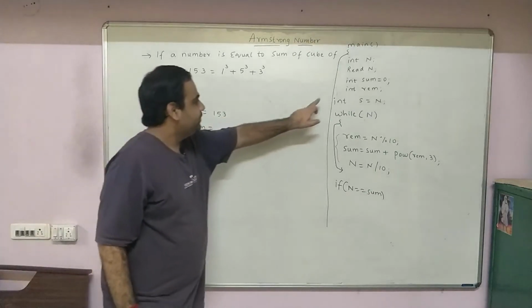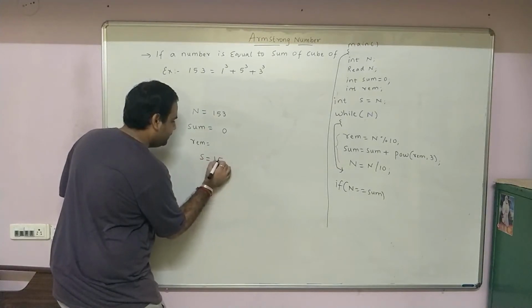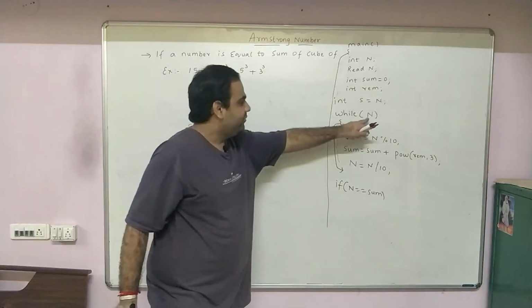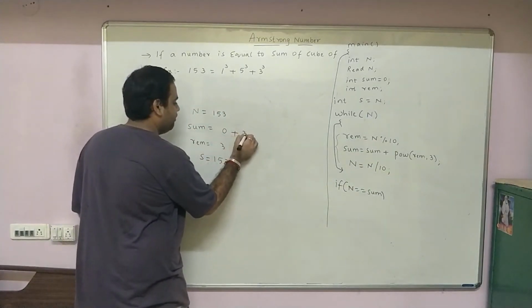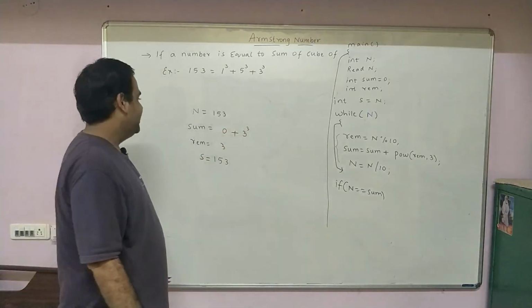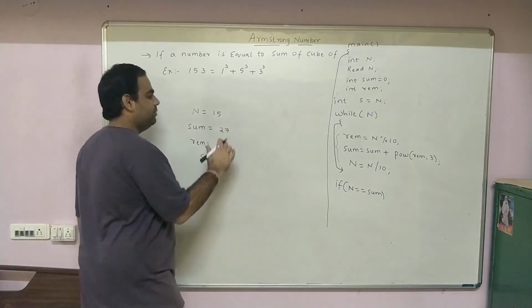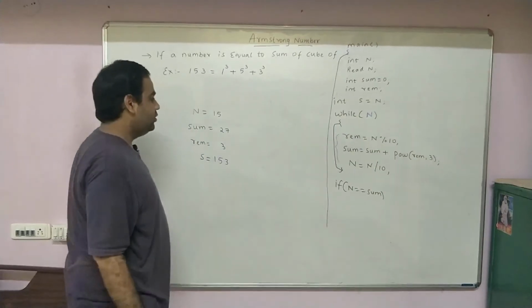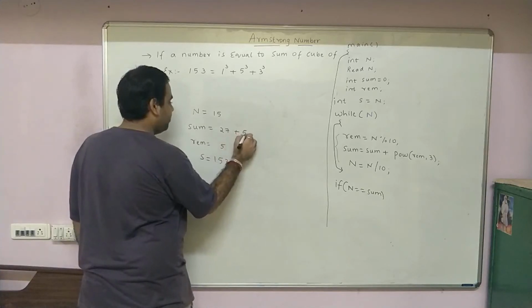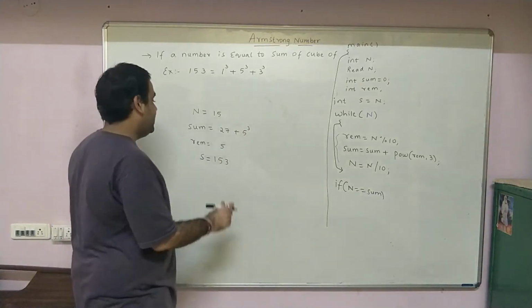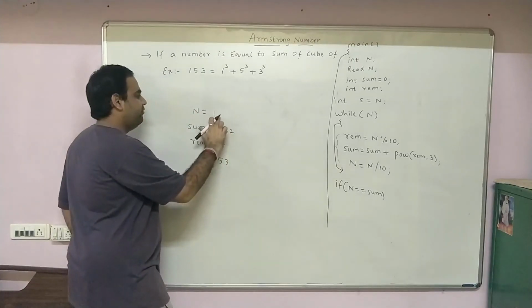Now n is 153. Sum is equal to 0, we have remainder, and we have one more variable s equal to n. The value of n is 153. Why 153, it is true? 153 modulo 10 is nothing but 3. Sum is equal to sum plus power of 3, 3, it is 27. Therefore, sum becomes equal to 27. N is n by 10, n becomes 15. Go back. 15 not equal to 0, yes. Remainder is 15 modulo 10, which is 5. Sum is equal to sum plus 5 cube. 5 cube is 125 plus 27 is 152. Sum becomes 152. N is n by 10. 15 by 10 is 1.